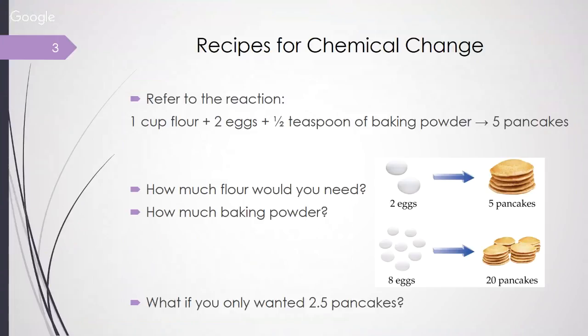Well, what if instead of having a breakfast party, I only wanted to make enough pancakes for myself? Let's say that was 2.5 pancakes. If I compare that to my recipe, I'm only making half of the amount. So I would only need half of the ingredients: 1/2 cup of flour, 1 egg, and 1/4 teaspoon of baking powder gives me 2.5 pancakes.